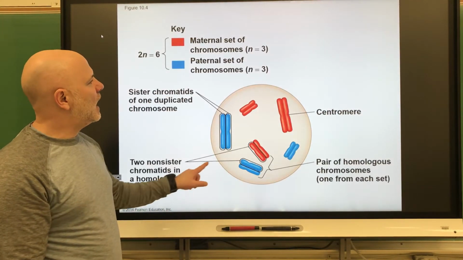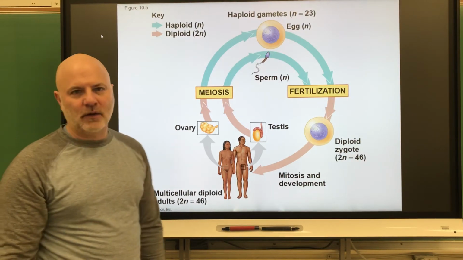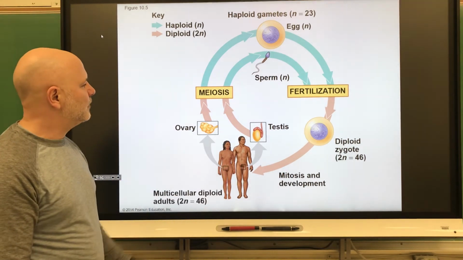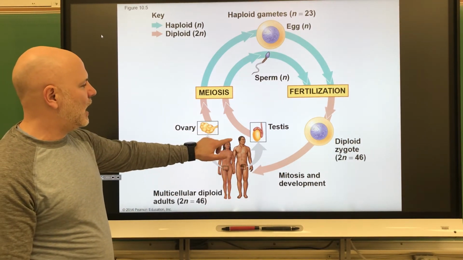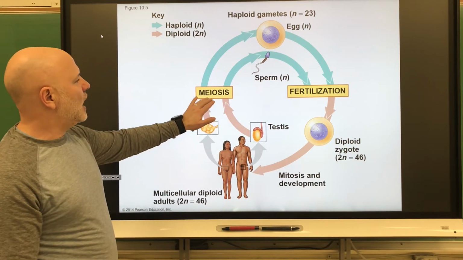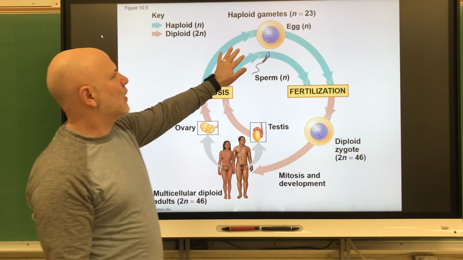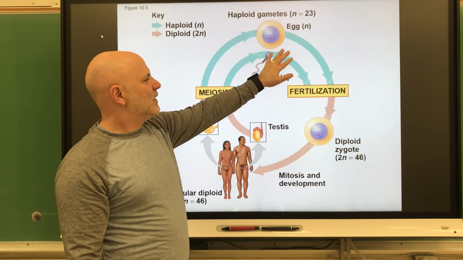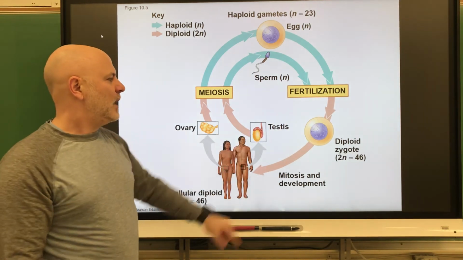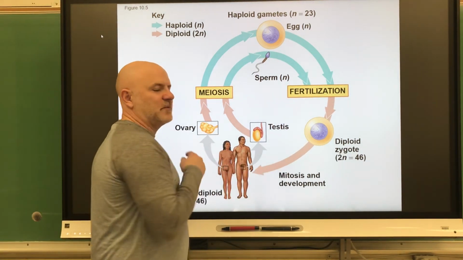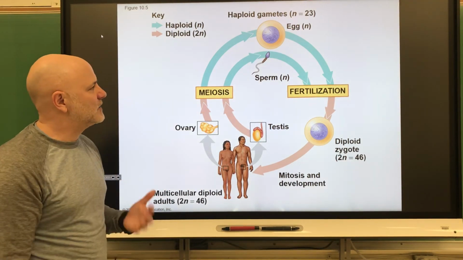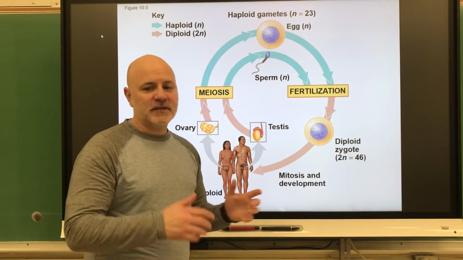Now, if we look at the human life cycle, this is the life cycle for most animals, we're going to start off with a diploid adult, and in their gonads, whether it's ovary or testes, we're going to undergo meiotic divisions, and we're going to produce haploid gametes. They're going to come together at fertilization to produce a diploid zygote. And then through mitosis, that's going to get us back to the adults, right? So fertilization is a fusion of egg and sperm nuclei, and a zygote is a fertilized egg.